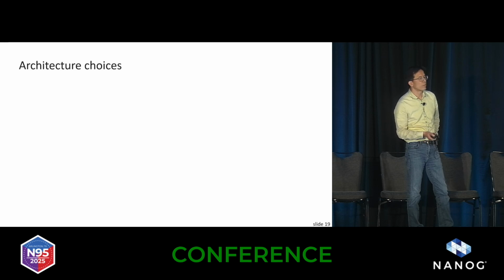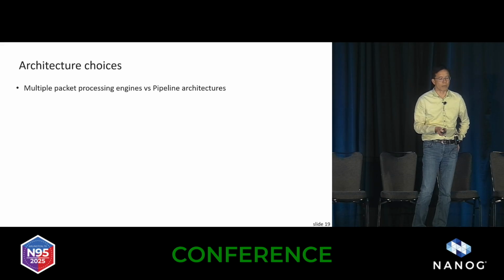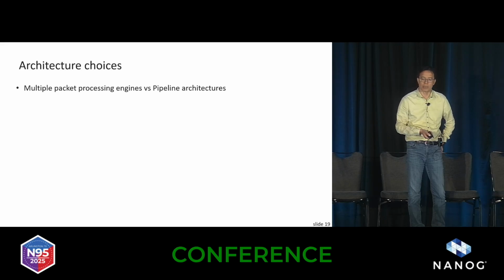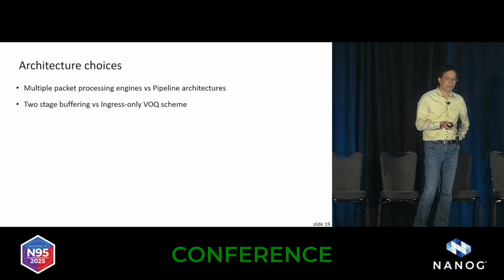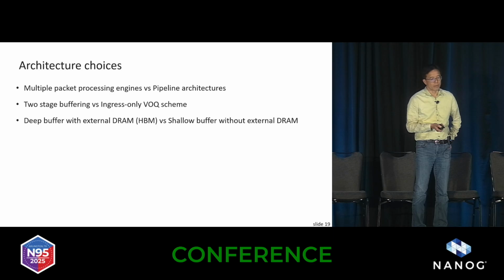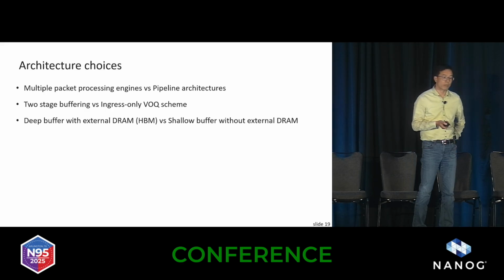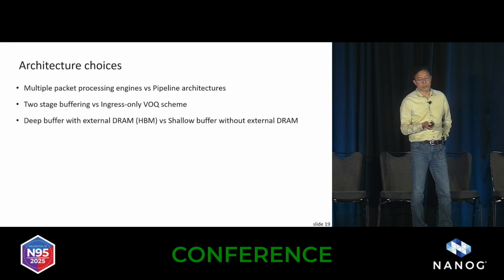So now if you choose what kind of architecture to serve what market, we really need to think about whether we choose multiple packet processing engines versus a pipeline architecture, and whether we need to use two-stage buffering or an ingress-only VOQ system. And even for the ingress-only VOQ system, we're talking about whether we want a deep buffer with external DRAM, today mostly HBM, versus a shallow buffer without external DRAM.